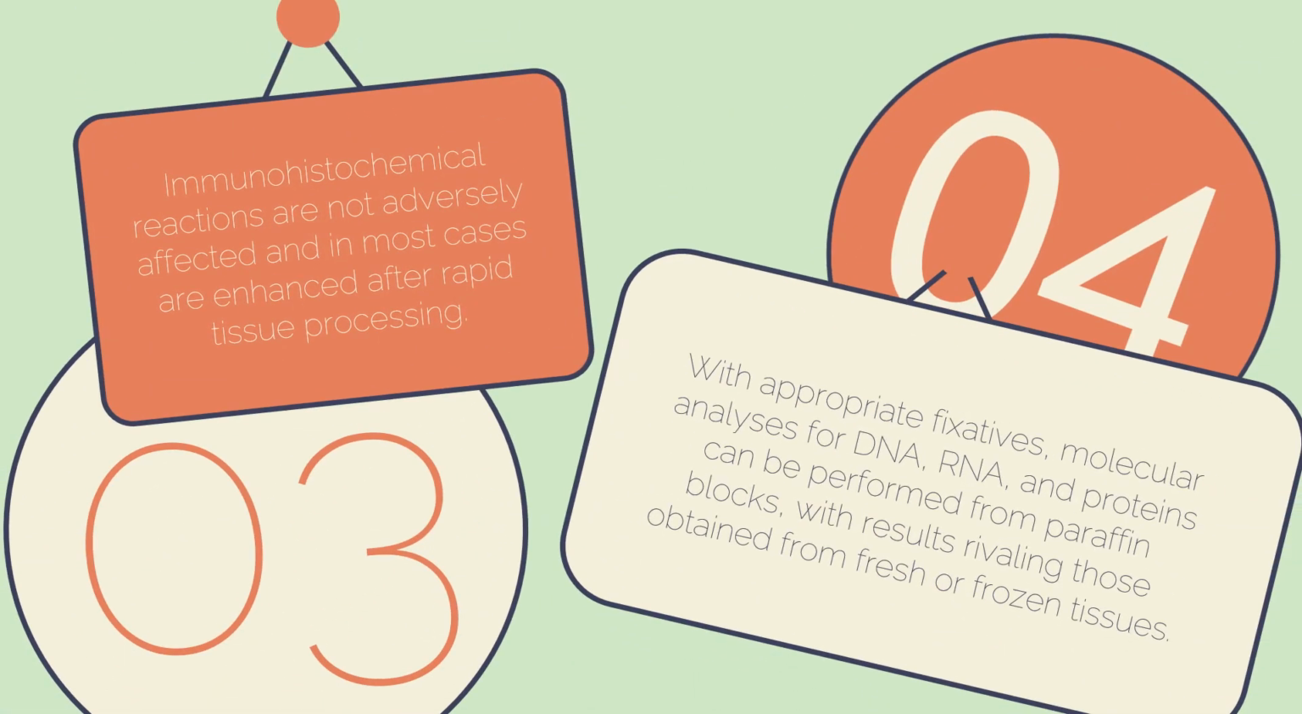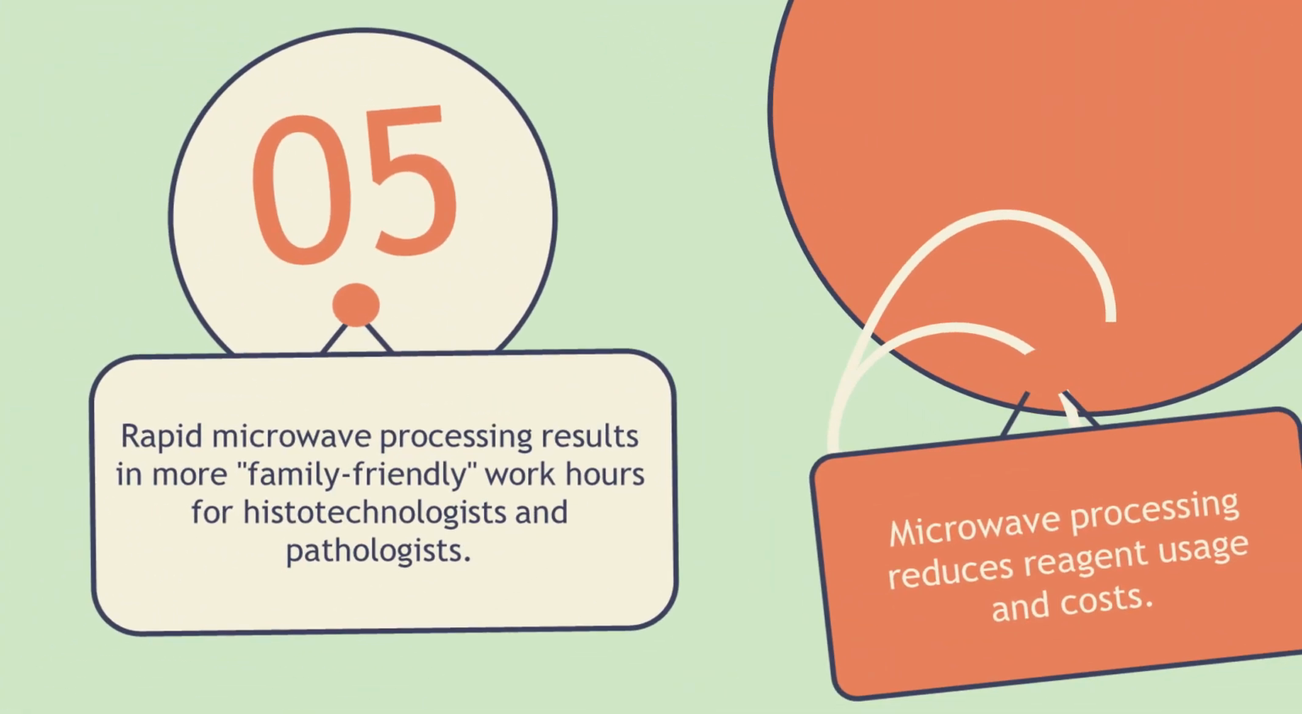Number 3, immunohistochemical reactions are not adversely affected and in most cases are enhanced by rapid tissue processing. 4, with appropriate fixatives, molecular analysis for DNA, RNA, and proteins can be performed from paraffin blocks with results rivaling those obtained from fresh or frozen tissues. Number 5, rapid microwave processing results in more family-friendly work hours for histotechnologists and also the pathologists. 6, microwave processing reduces reagent usage and cost, as only a small amount of reagents is used.